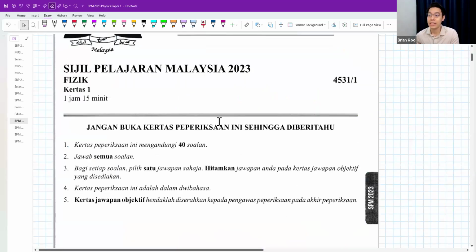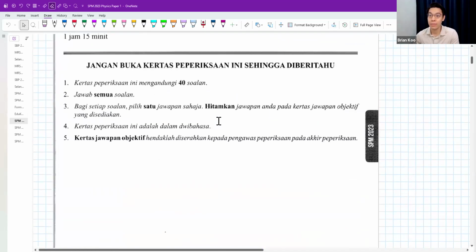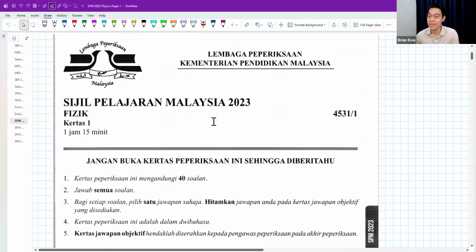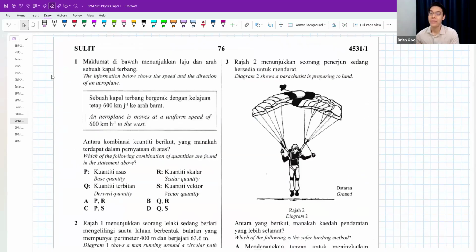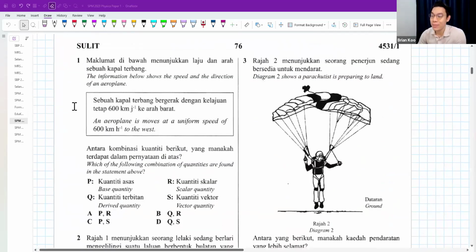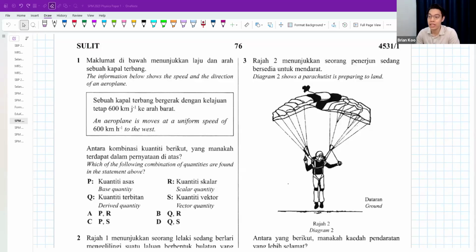Okay, so this is our 2023 physics paper, 1 hour, 15 minutes, paper 1. Let's start with question 1 straight. The information below shows the speed and direction of an aeroplane. An aeroplane moves at a uniform speed, 60 km per hour to the west. Which of the following combination of quantities are found in the statement above?